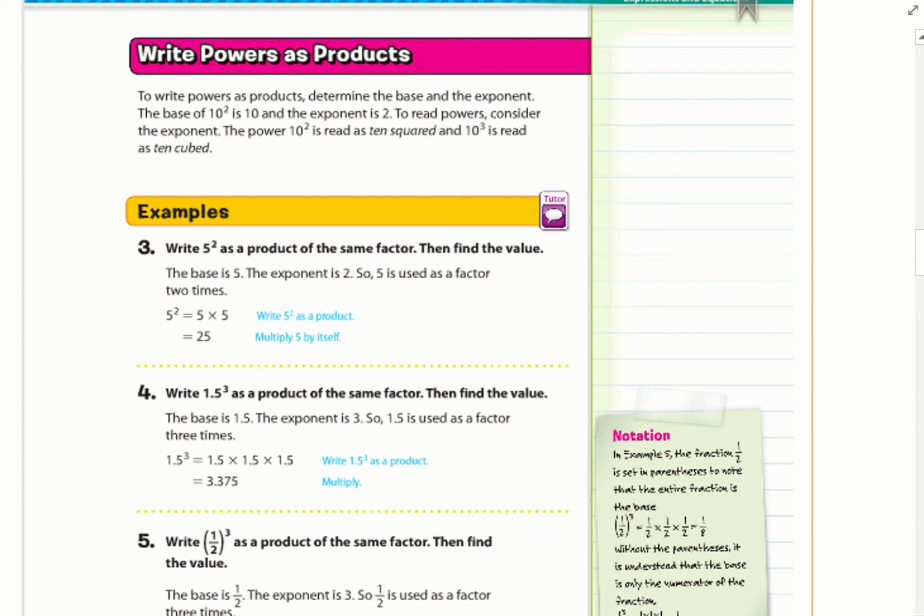So now we're going to write powers as products. So this is when instead of finding the exponent, we're going to do the opposite. So 5 squared, or 5 to the second power, as a product of the same factor. Then find the value. So I'm going to do this first, product of the same factor. So product means to multiply, and it's the same factor. So I have 5 times 5. Those are the same factors. And since there's 2 5s, that's where I get my squared from. And we know 5 times 5 equals 25.